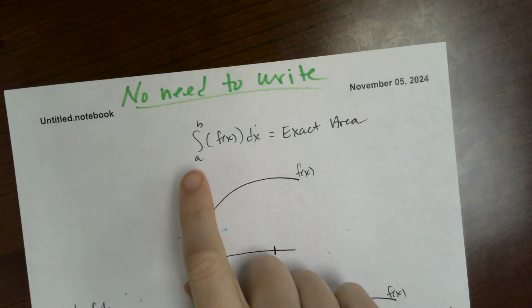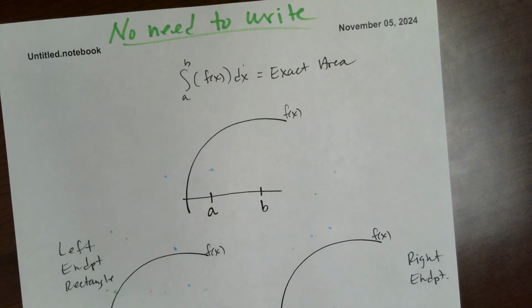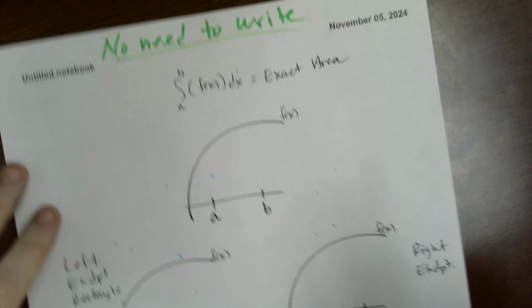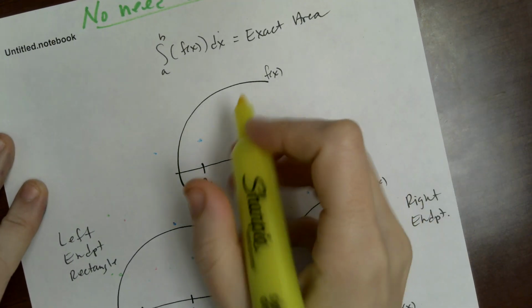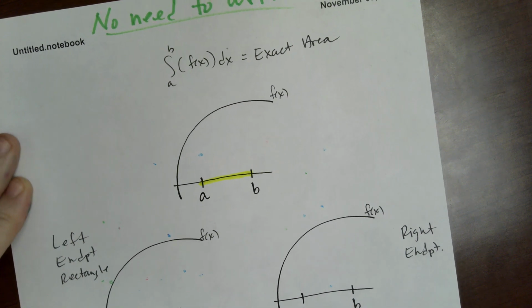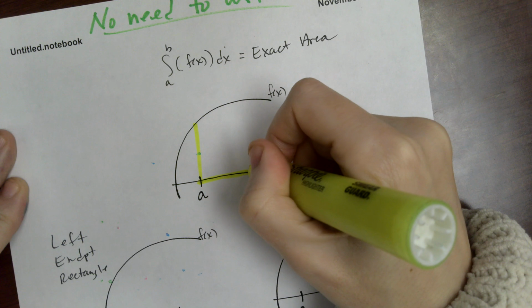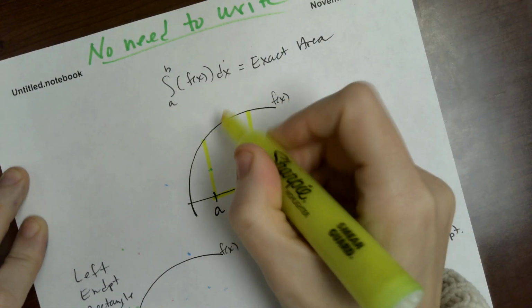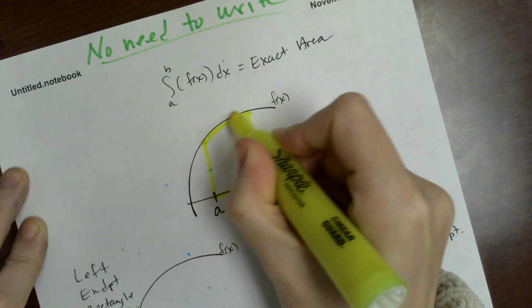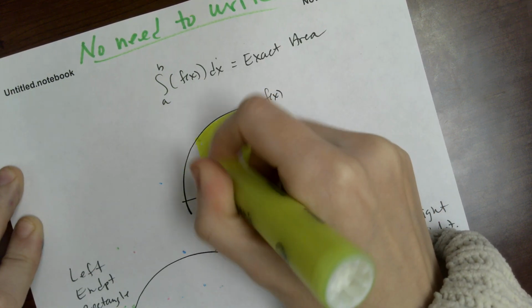And the integral from a to b of f of x is equal to the exact area under the curve on this interval. Okay, so here's our interval from a to b. And from a, I'll go up to the graph, and from b, I'll go up to the graph, and then I'll color exactly the area.